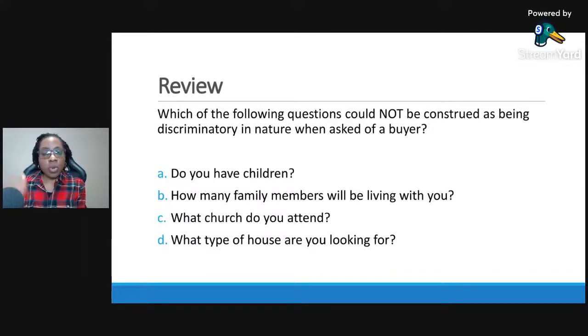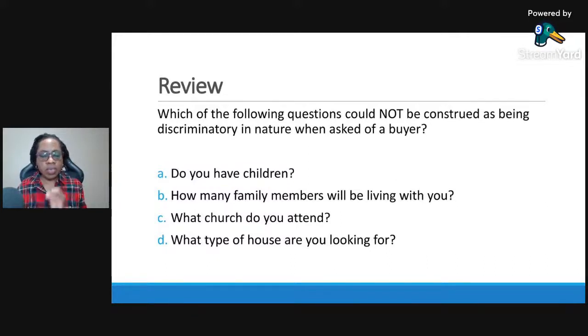On the exam, you're always choosing the best answer. So I could ask you how many family members will be living with you. That's maybe assuming you're married and you have a family, right? So that's kind of borderline non-compliance, right? Because I could have asked how many people are going to live in this house, so that it's not like I'm assuming you have a traditional family. So that's kind of where this one is at.